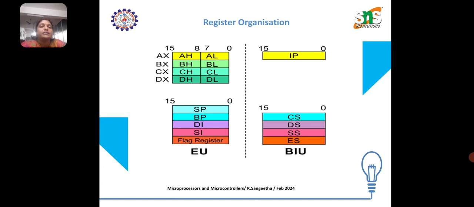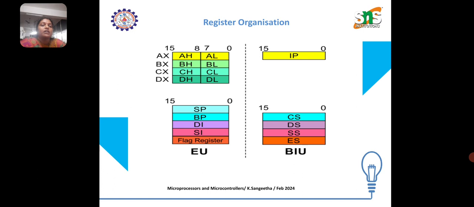The next registers are SP and BP. SP means stack pointer and BP means base pointer. The stack pointer is used to handle interrupts, and BP is used for different addressing modes. Next we will see the segment registers, that is CS, DS, SS and ES.